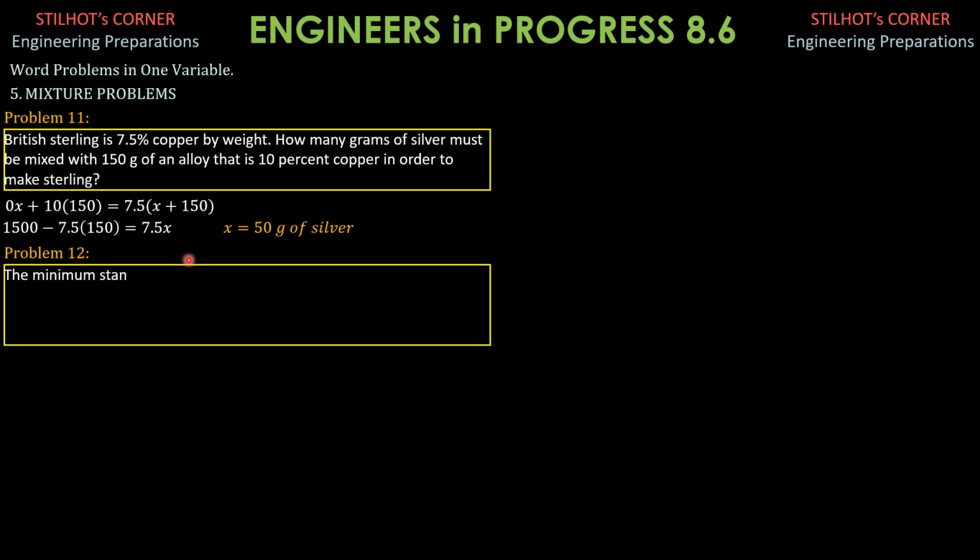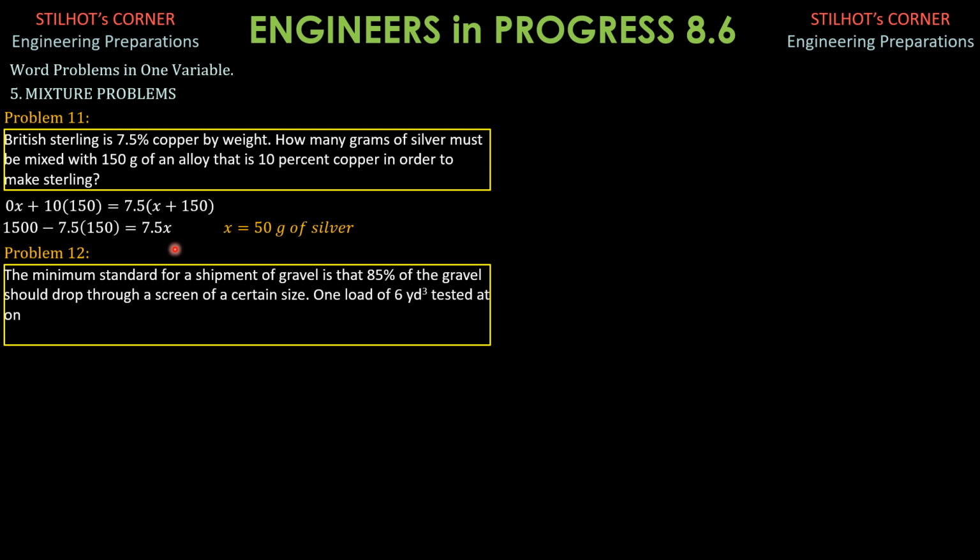Problem 12. The minimum standard for a shipment of gravel is that 85% of the gravel should drop through a screen of a certain size. One load of 6 cubic yards tested at only 65%. So how much gravel testing at 90% must be added to the 65% load to make it acceptable?